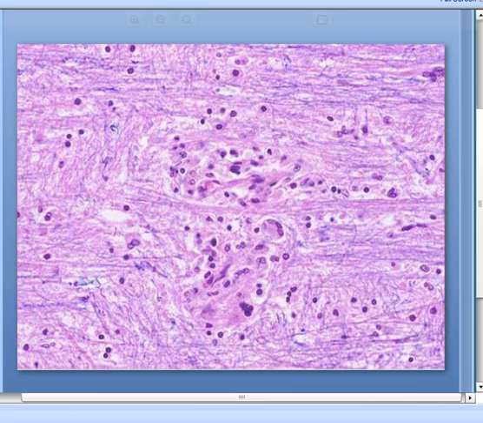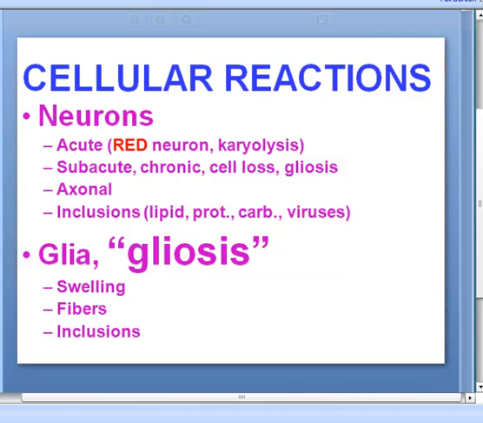So let's talk about some diseases now, and let's talk about, first of all, some classic cellular reactions. And remember, this is not going to be any different from day one when we talked about general cellular reactions to injury. We're going to talk about two things that happen when there's a non-specific central nervous system injury or disease process, and one of them happens to the neurons and the other thing happens to the glia.